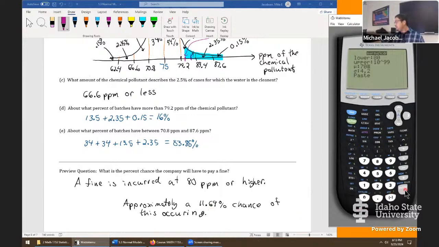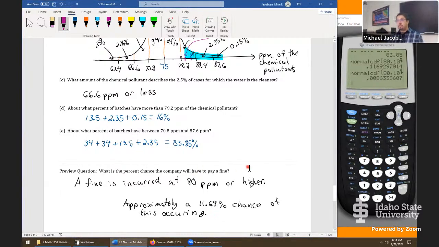If they make this slightly more ethical, set the mean to 70 parts per million per batch, then the probability of paying a fine is suddenly less than 1%. So it's kind of curious that they would have set it to 75 at all when just that slight retuning drops their risk of paying a fine. But maybe the fine just isn't very much. They're just willing to pay it. Who knows? Well, any questions at all, folks, running through that full problem or the preview question?